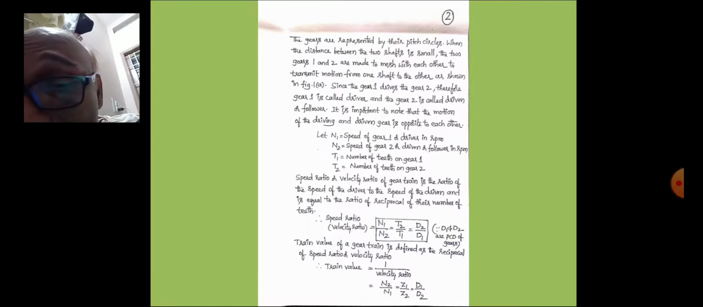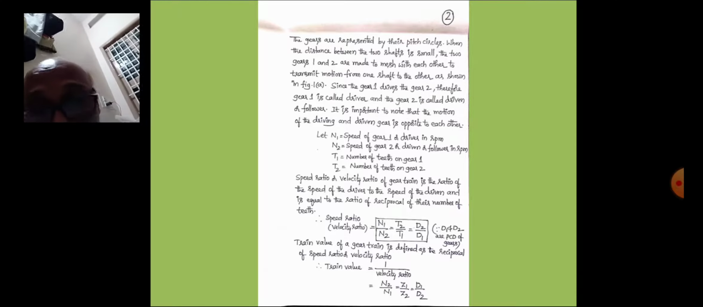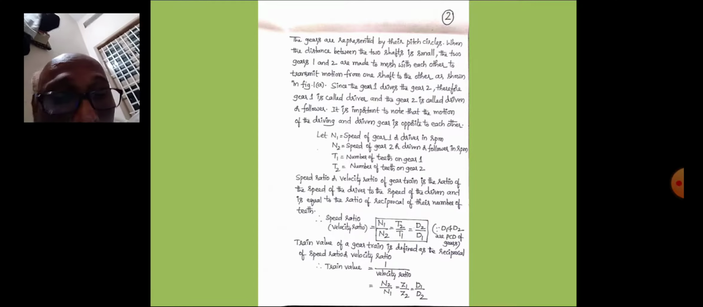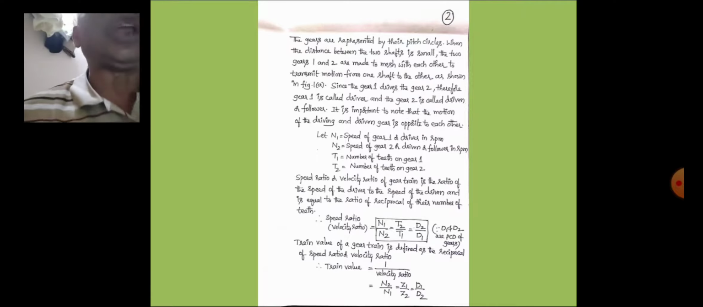Here gear 1 is in contact with gear 2. So the driving gear is in mesh with the intermediate gear. Therefore, the velocity ratio between gear 1 and gear 2 should be calculated first. That is, N1 by N2 is equal to the reciprocal of the number of teeth on the two gears. So N1 by N2 is equal to T2 by T1.